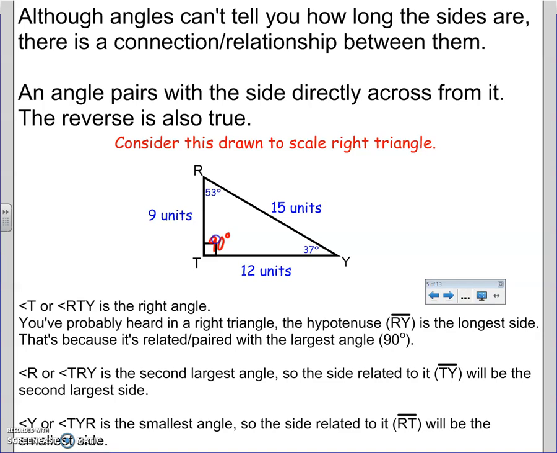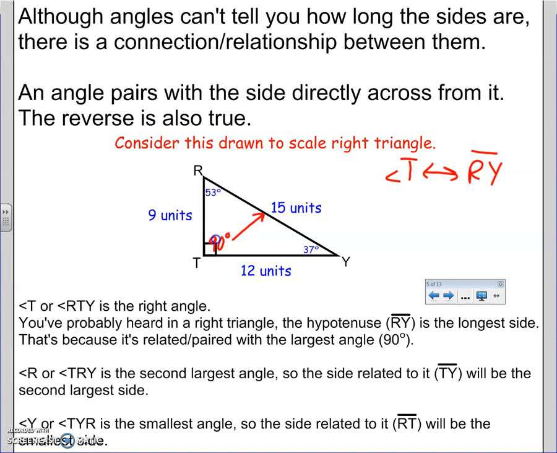You've probably heard in a right triangle, the hypotenuse, in this picture side RY, is the longest side. That's because it's related or paired with the largest angle, 90. So if I'm 90 degrees, I go straight across, they go together. So angle T is related to side RY, and vice versa, and go backwards, right? RY is related to angle T.